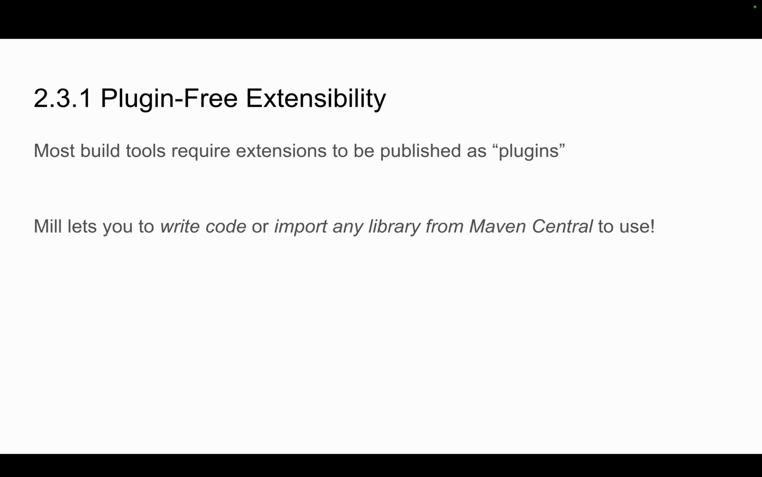So most build tools require extensions we publish as plugins. You want to do foo, you need the foo plugin. You want to do bar, you need the bar plugin, and so on and so forth. If you don't have a foo plugin, you need to go write one. You go learn some plugin API, plugin framework. The bar plugin's abandoned because some guy wrote it 5 years ago and hasn't updated it. You need to go bring the bar plugin up to date.